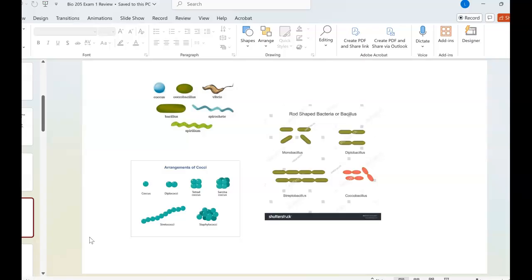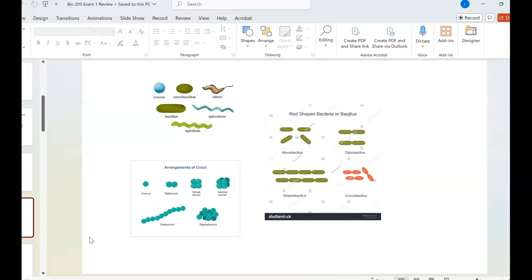We also saw some different arrangements. So we tend to see more arrangements with cocci because those circles can get stuck at different points on the circle as it's dividing. If you see to the right, our bacillus, we have fewer arrangements, and that's because when they divide, they get stuck end to end. So those are the different arrangements and shapes. If you like to draw, it might be a good idea to draw out the shapes, draw the arrangements so that you can recognize those.